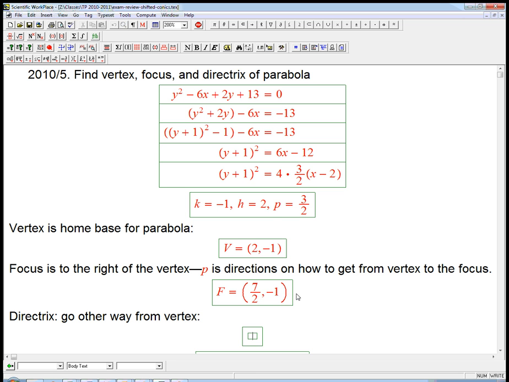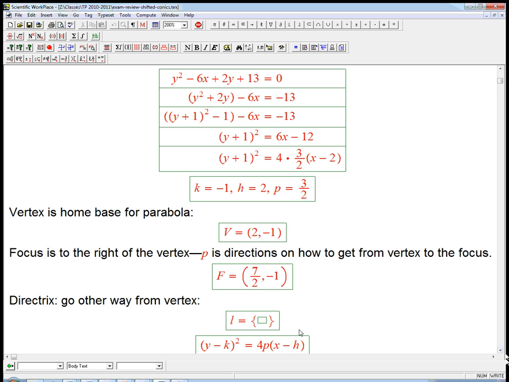And so the directrix, that's the line. Well, let's see. Is it a y equals or an x equals? This thing is opening sideways. I'll graph it in a second. I probably should have graphed it by now. It's opening sideways, and so it's a vertical line. It's going to be an x equals. So the vertex was at x equals 2, and then I just go to the left by 3/2. And that's going to be 1/2.